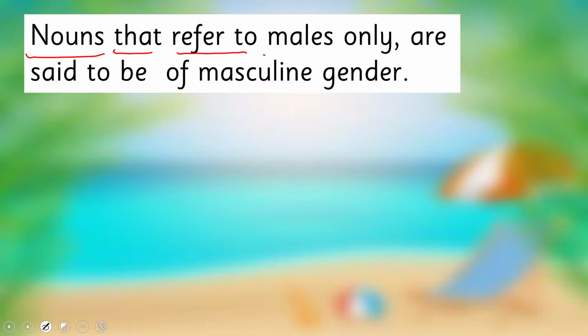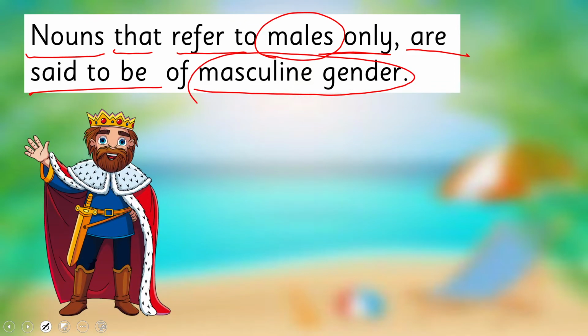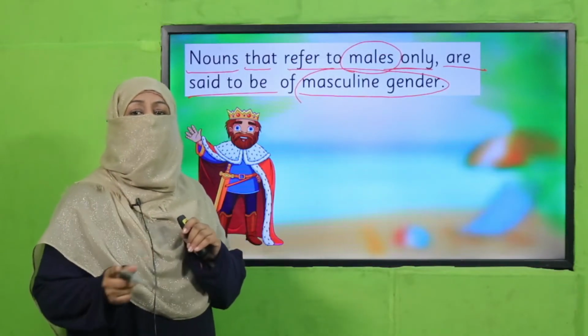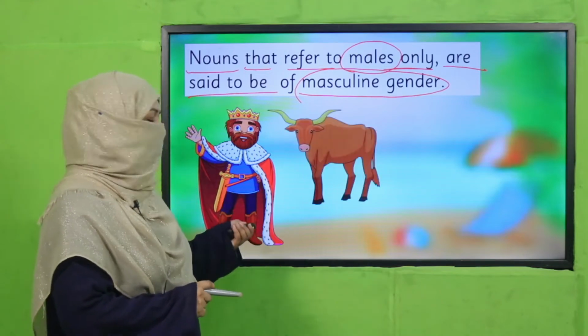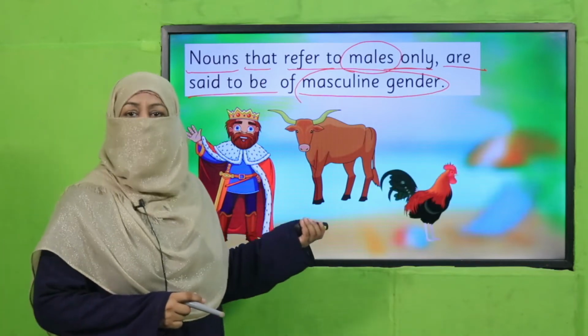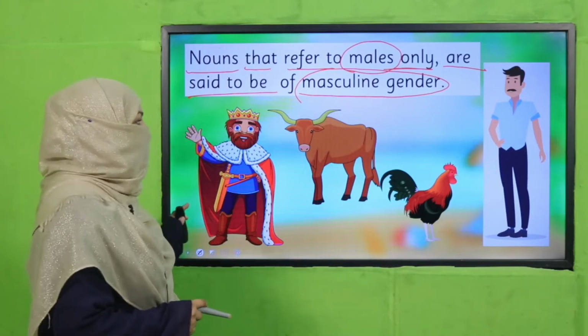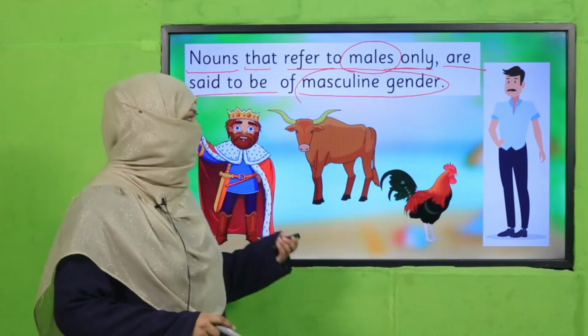So, how do we define masculine gender? Nouns that refer to males only are said to be masculine gender. And its examples are king. When I say king, it is a noun which is always used for a male. So it's a masculine noun. Bull, a masculine noun. Rooster, a masculine noun. And man, a masculine noun. Because all these words refer to males, right?